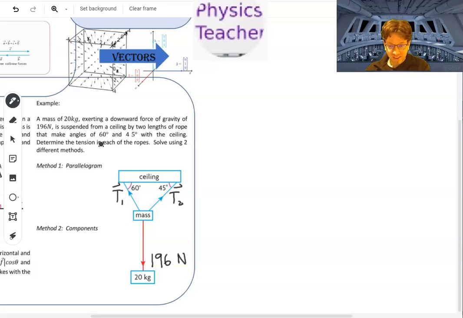Okay, so we have three vectors here, T1, T2, and this 196 newtons straight down due to gravity. And we need to figure out what T1 and T2 are. That's the problem. So we can do a parallelogram. So I'll just do an equal vector to T2 right here, like that. Close enough. And one equal to T1 right here.